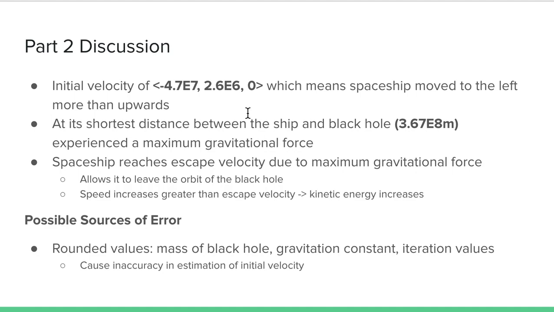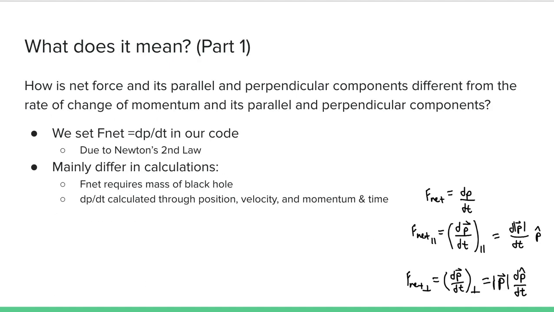At its shortest distance between the ship and the black hole, this was the value, it experienced a maximum gravitational force. So the spaceship reaches escape velocity due to maximum gravitational force, which allows it to leave the orbit of the black hole, as demonstrated in the previous slide. And the speed increases greater than the escape velocity for it to escape. So the possible sources of error include rounded values.